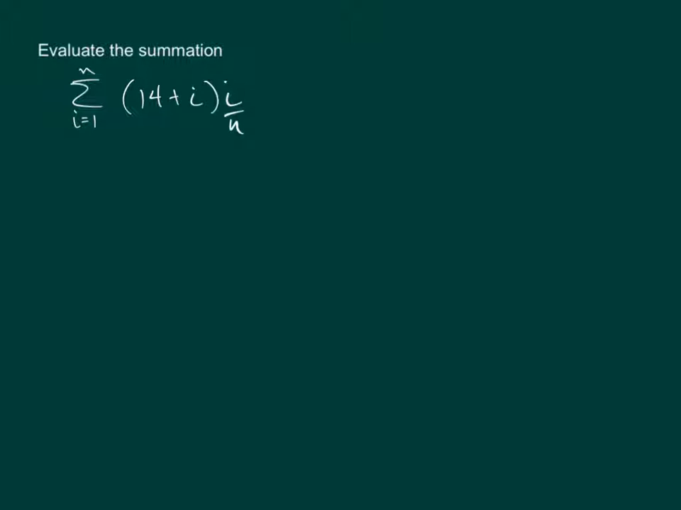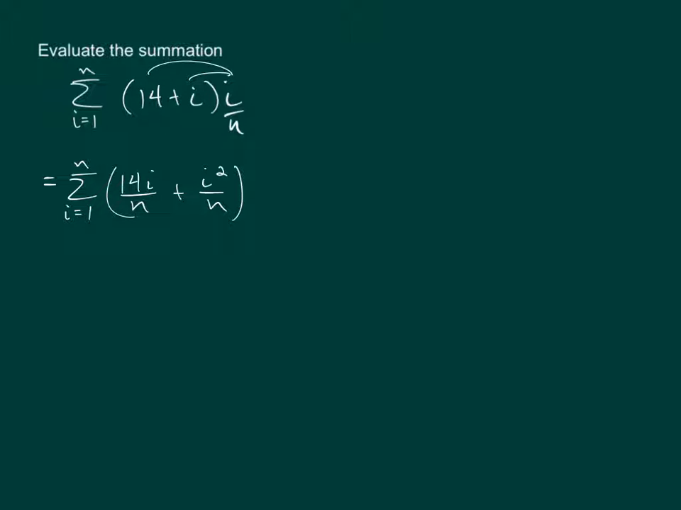Evaluate the summation. Here we have the summation going from 1 to n of 14 plus i times i over n. So again, there's this product happening here. So the distribution of this i over n needs to happen to both terms. So this sum will equal, as i goes from 1 to n, of 14i over n plus i squared over n.